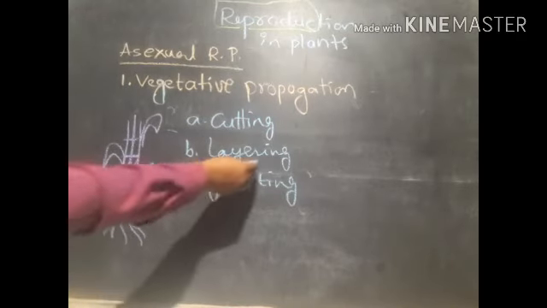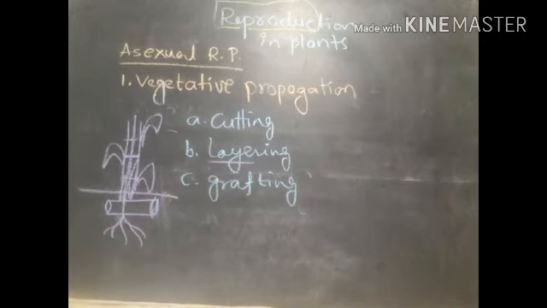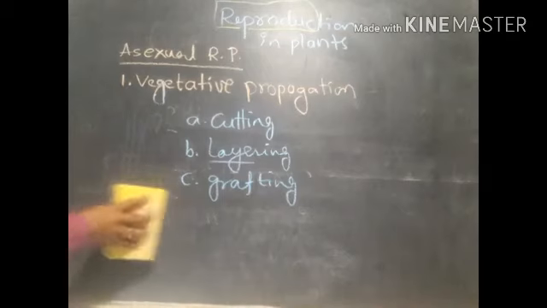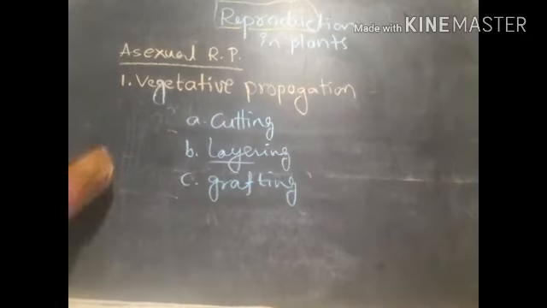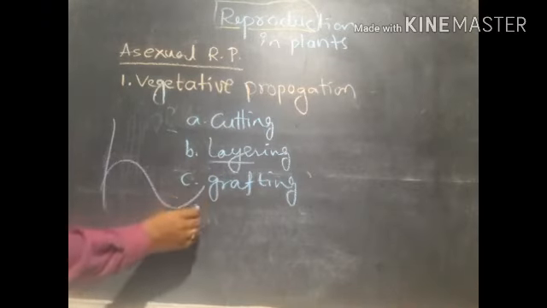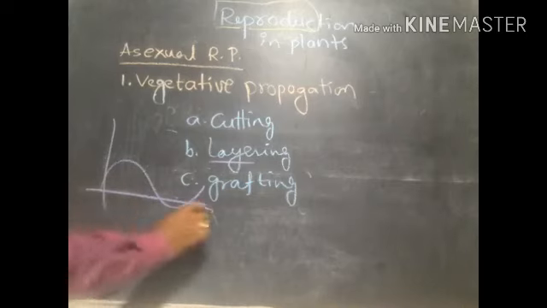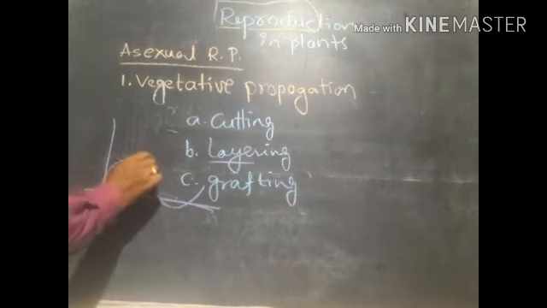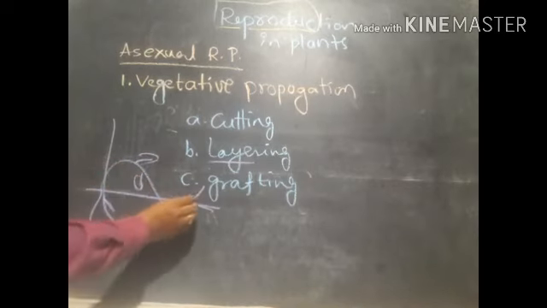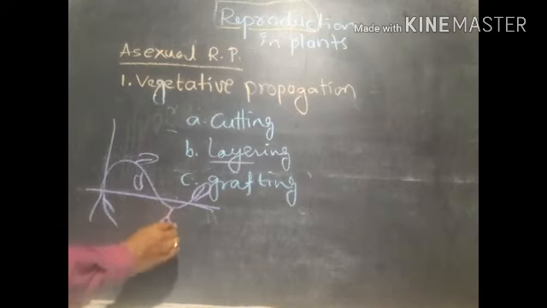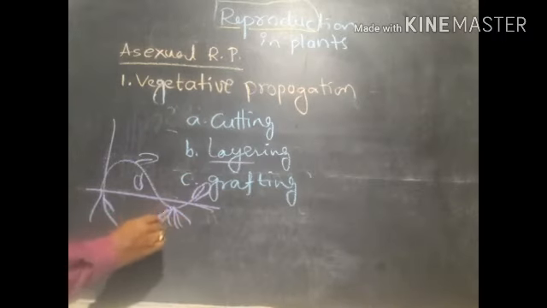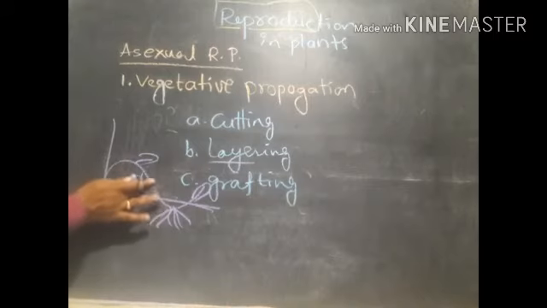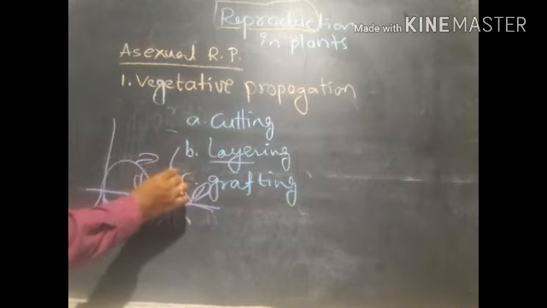And next, layering. Layering means if the plant stem is weak, then we can bend one of the stems into the soil. When you put it into the soil, it slowly produces roots here. And you can cut it down here, then it becomes the new plant.